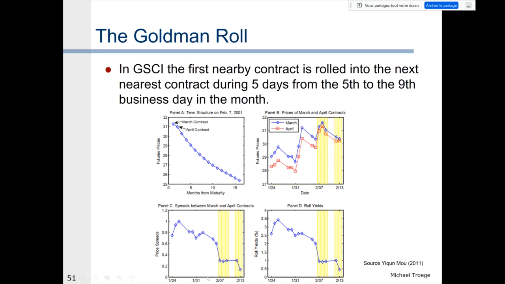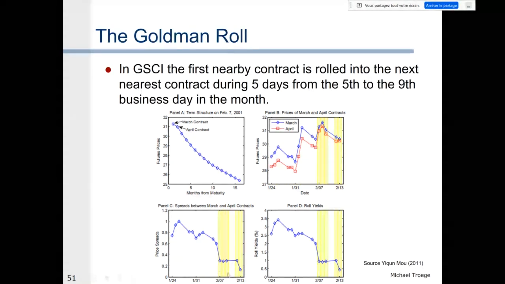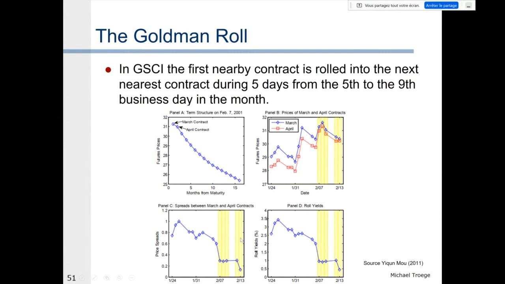You can see this is the period over which the roll takes place. Over this period, suddenly the spread decreases, which means that the March contract becomes cheaper compared to the April contract. Normally you have a contango, so normally you have more or less the same, and then suddenly over this period the slope increases.